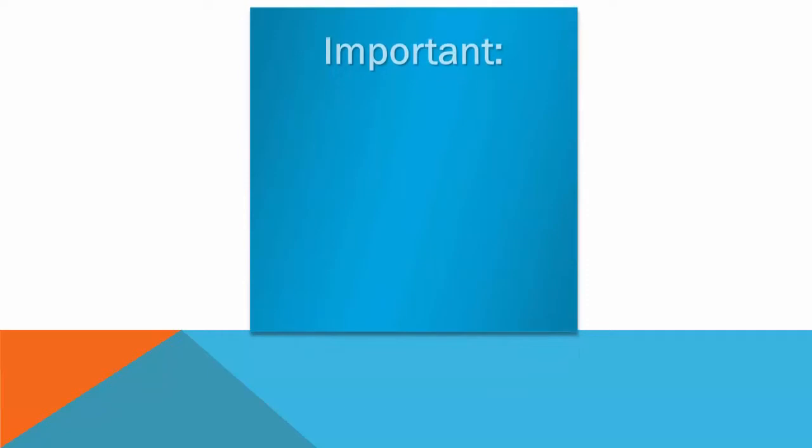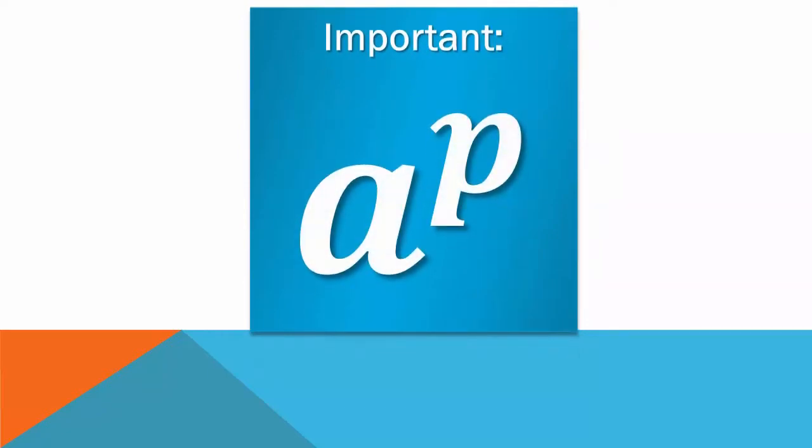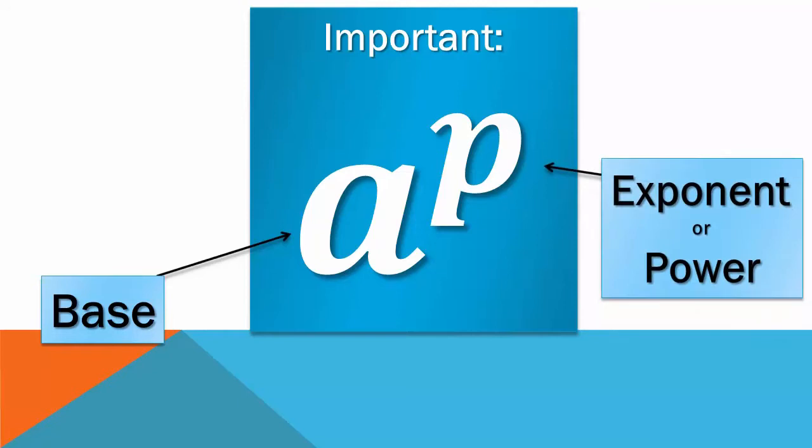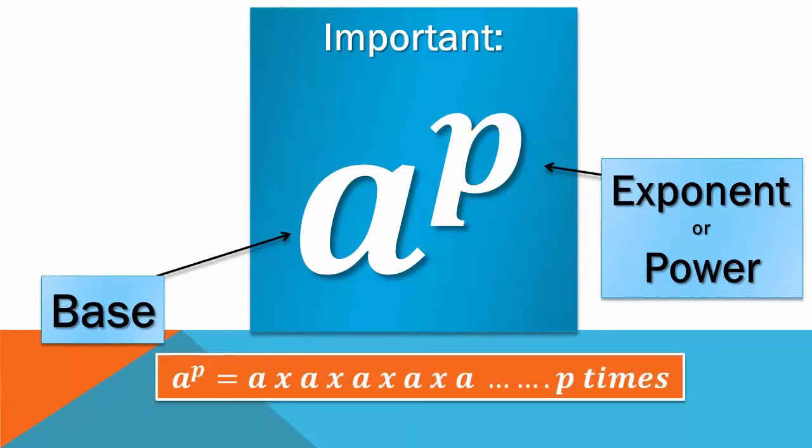First of all, let us understand what an exponent is. I know you have already learned about this in your previous classes, but let us do a quick revision. If we have something like a to the power p, then a will be called the base and p will be called the exponent or power. Also, a to the power p means a multiplied by itself p times. That means a into a into a into a, continuing on p times.